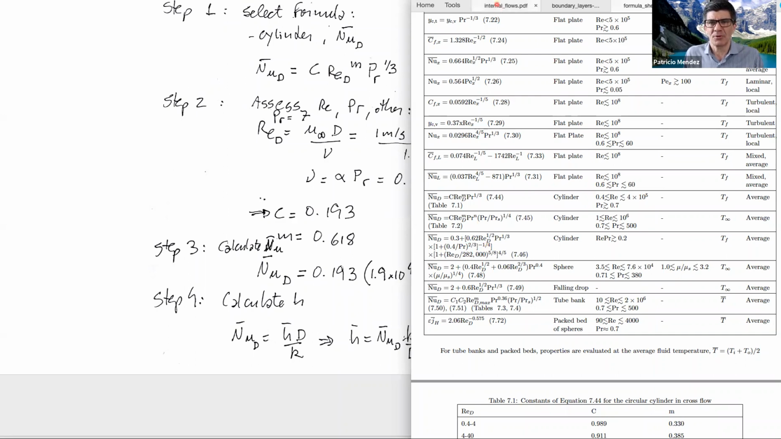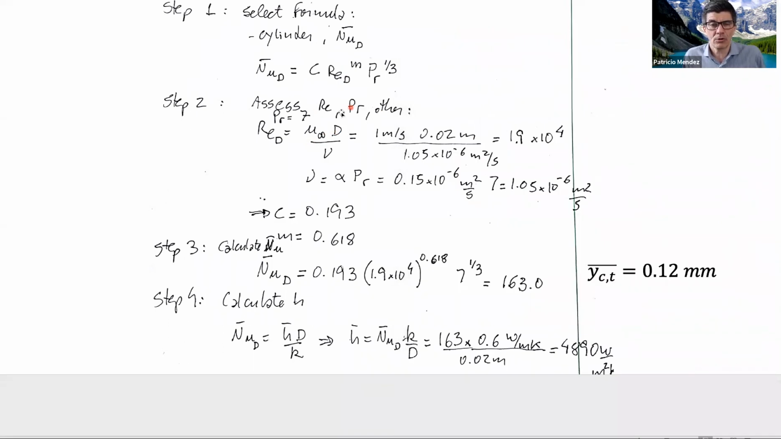All right, that was step number 1. Step number 2 was assess Reynolds and Prandtl. So for water, Prandtl was 7. For the Reynolds, U infinity d over nu, we calculated and get this value for Reynolds, almost 2 times 10 to the 4, right?